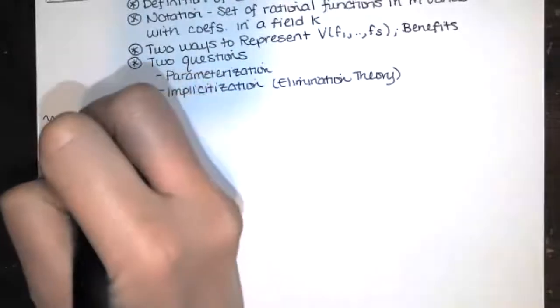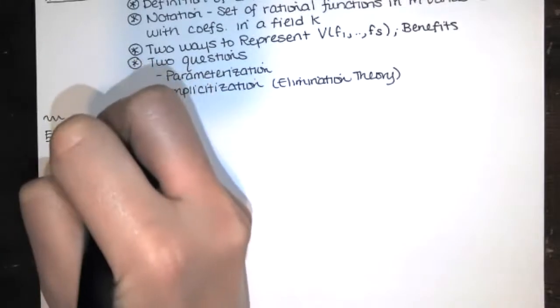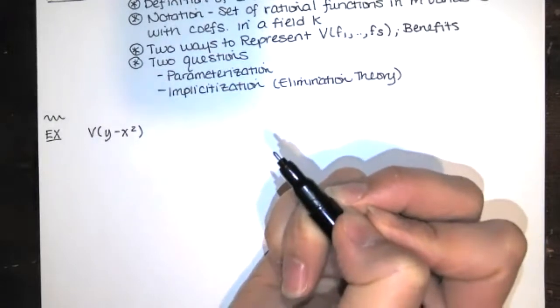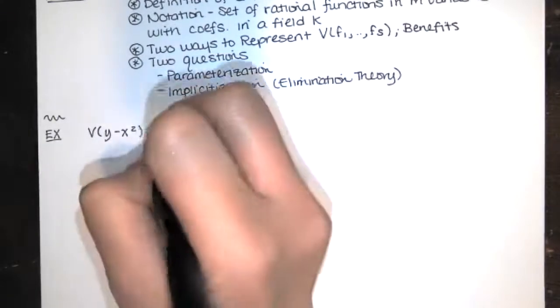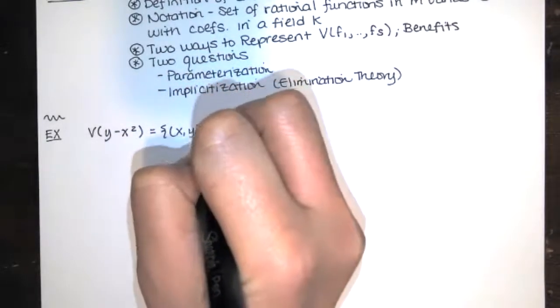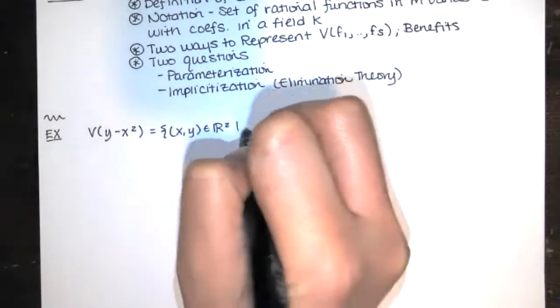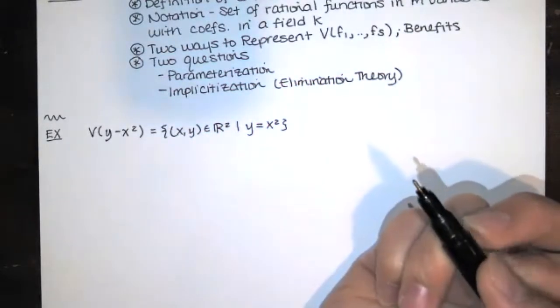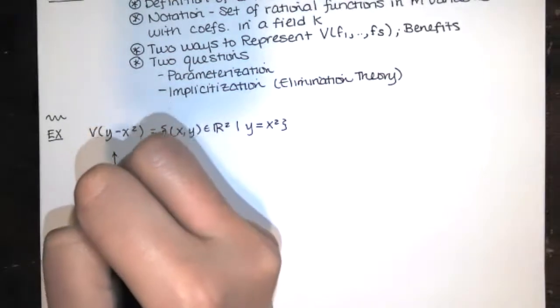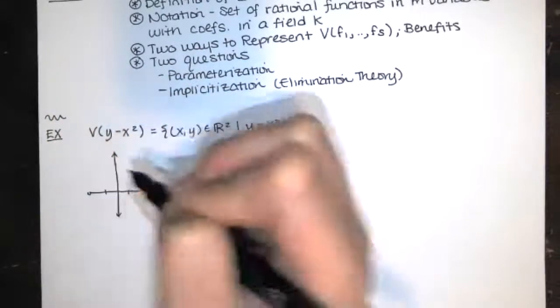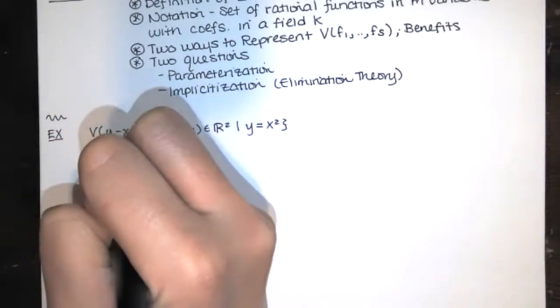Now, if you've taken Calc 2, you've probably seen this before. If you have an affine variety defined by the single polynomial y equals x squared, we could represent that this way. If we are in R2, this affine variety is the set of all points in R2 such that y minus x squared is 0, or if we add x squared to both sides, we have y equals x squared. So it's easy enough to draw this. It's going to give us a parabola. It's going to look like this.